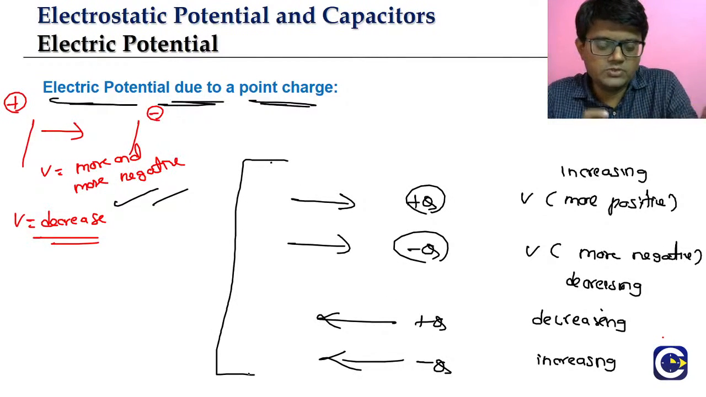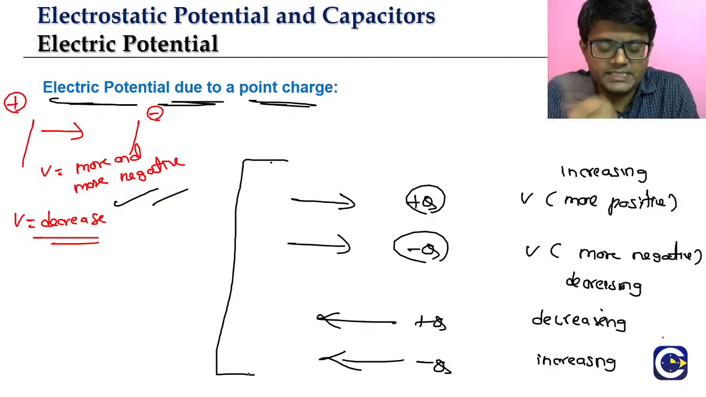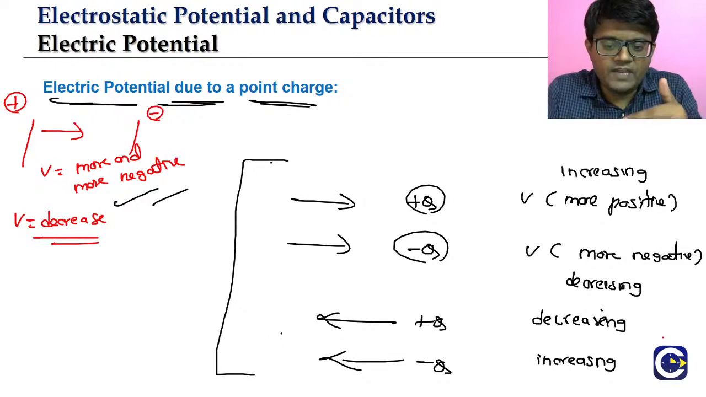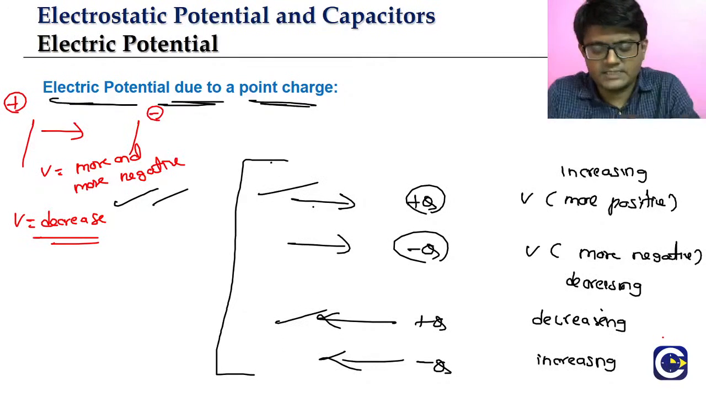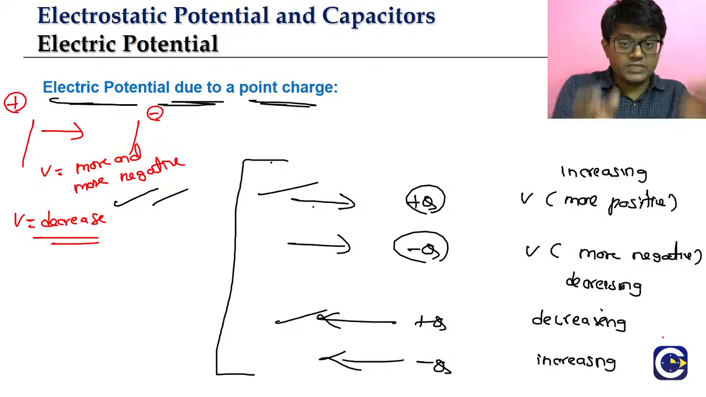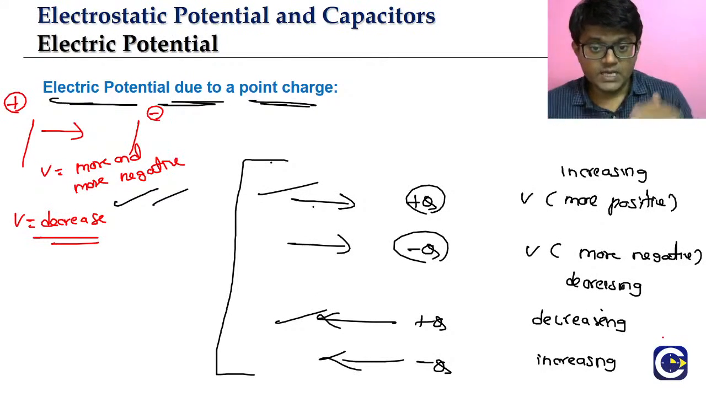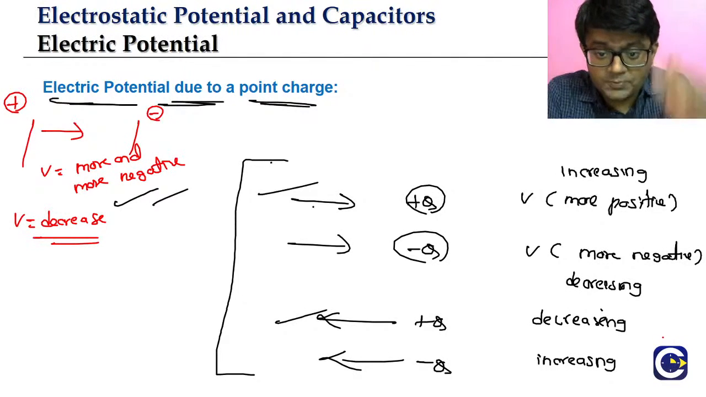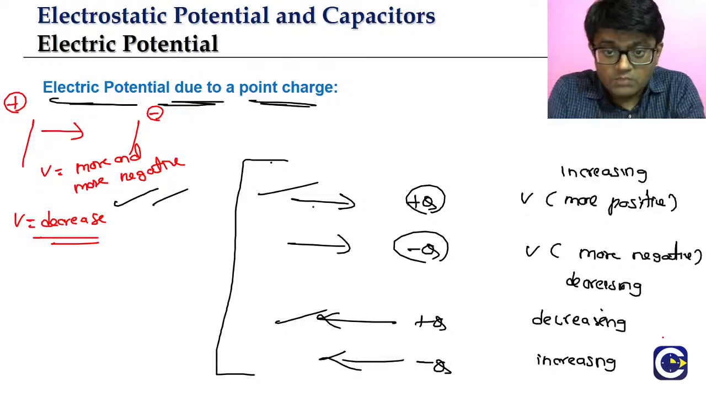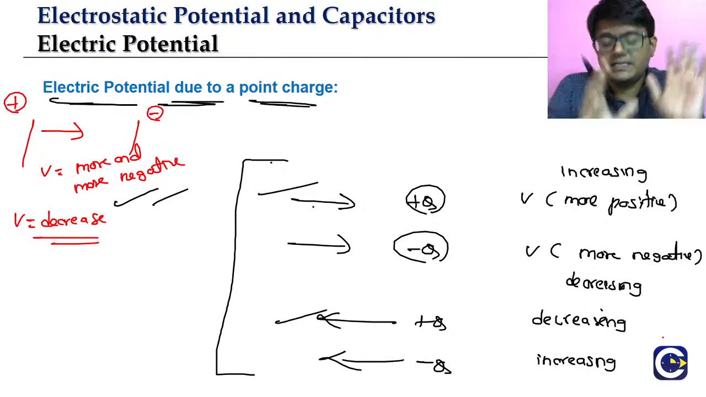If we go close to a positive charge, the potential will be increasing. Moving close to positive charge, potential increases. Moving away from positive charge, potential decreases. Negative charge is the opposite. Moving closer to negative charge, potential decreases. Moving away from negative charge, potential will be increasing. Okay, wow.